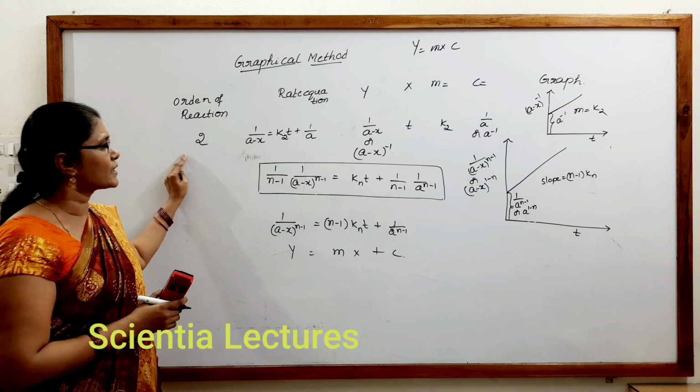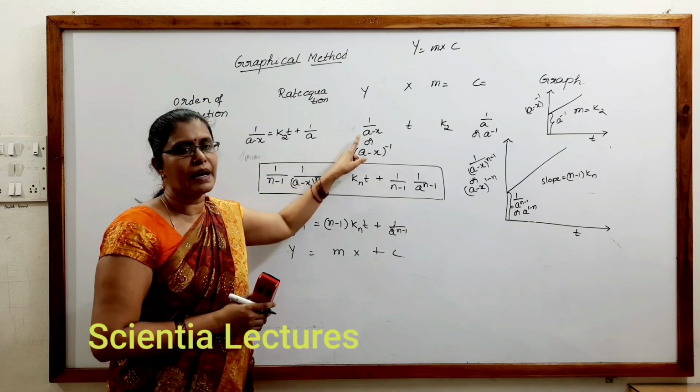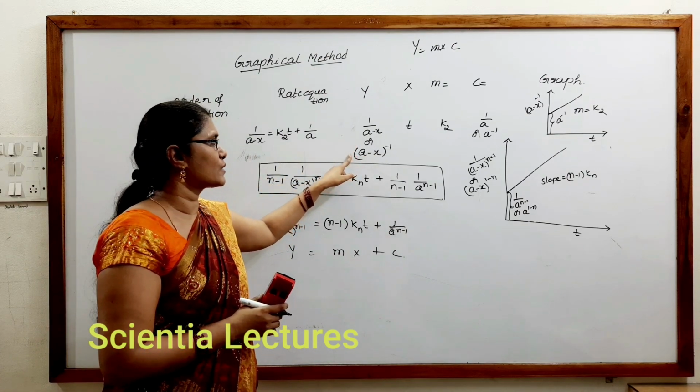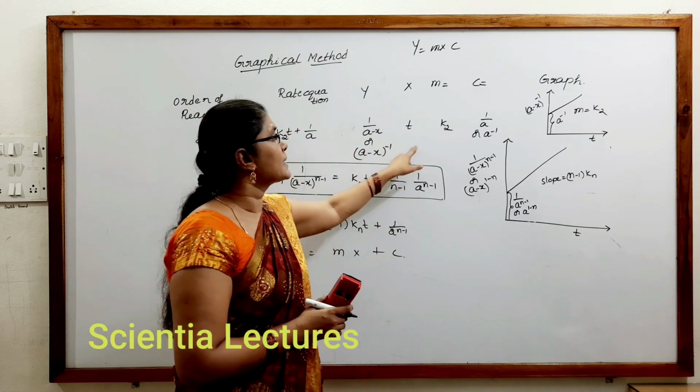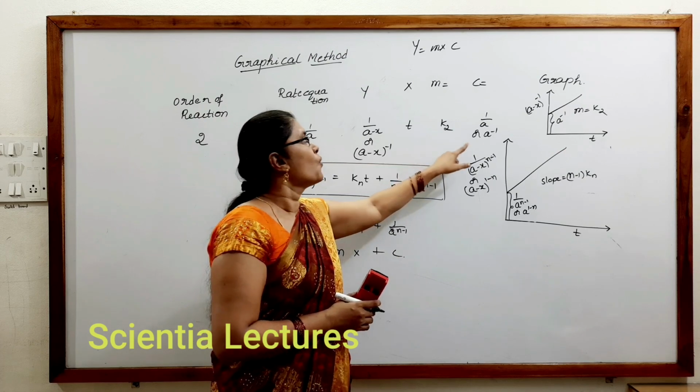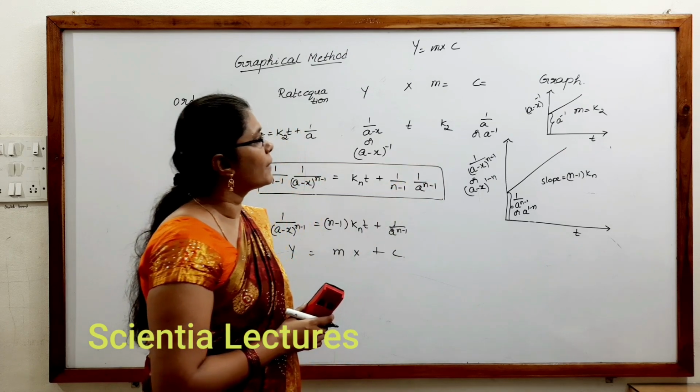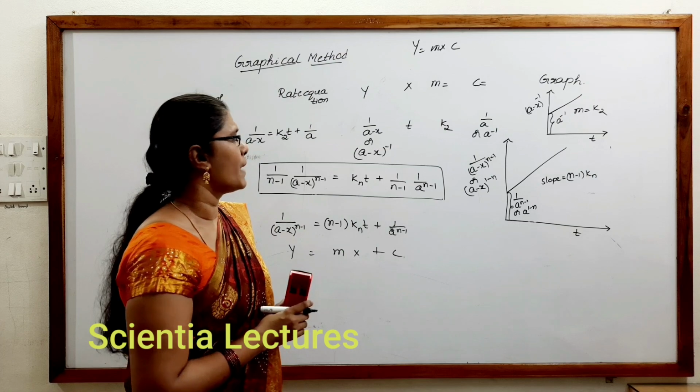For a second order reaction, what is taken in y-axis? 1 by a minus x, or a minus x to the power of minus 1. What should be taken in x-axis? T. What is the slope? K2. What should be its y-intercept? 1 by a, or a power minus 1.